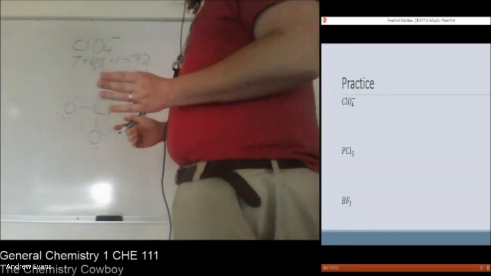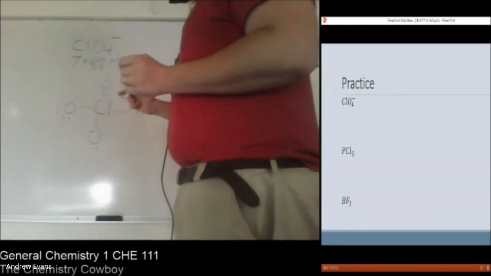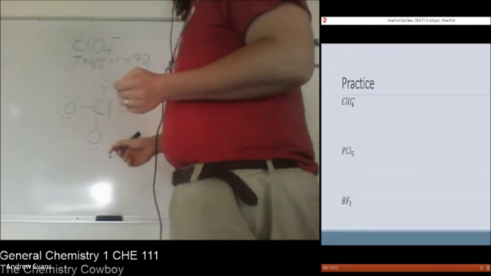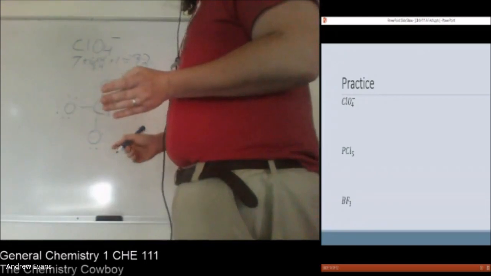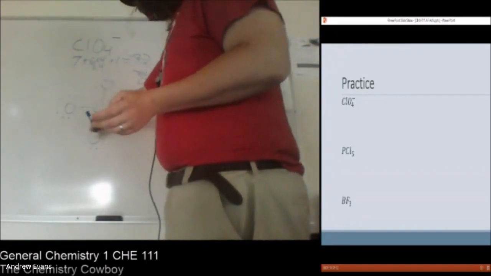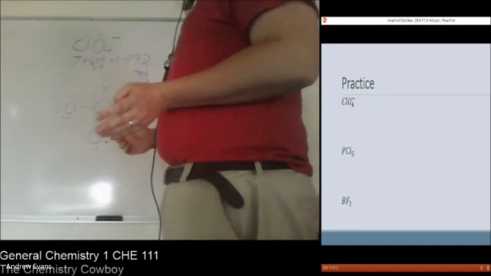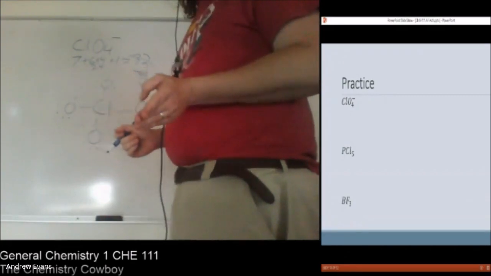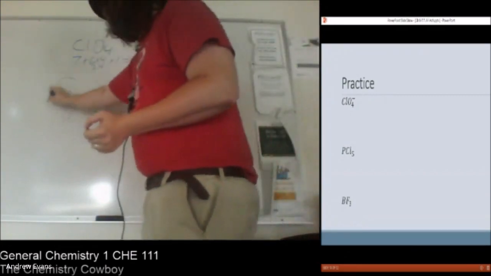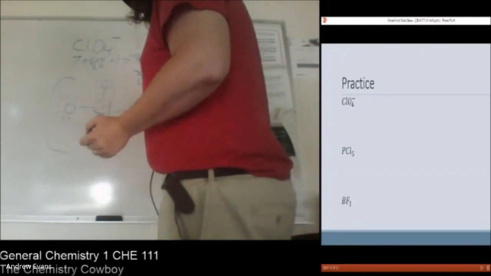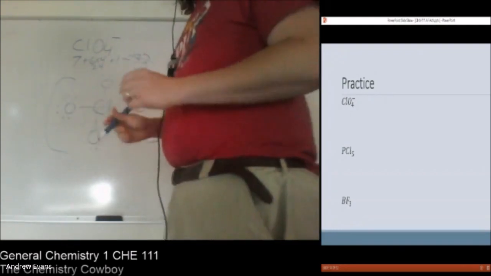Now, there's no more electrons to place. Chlorine technically has an octet. 2, 4, 6, 8. So if I just say draw a valid Lewis structure, we're done. You might want to put this in brackets and put a negative charge, but we are done.